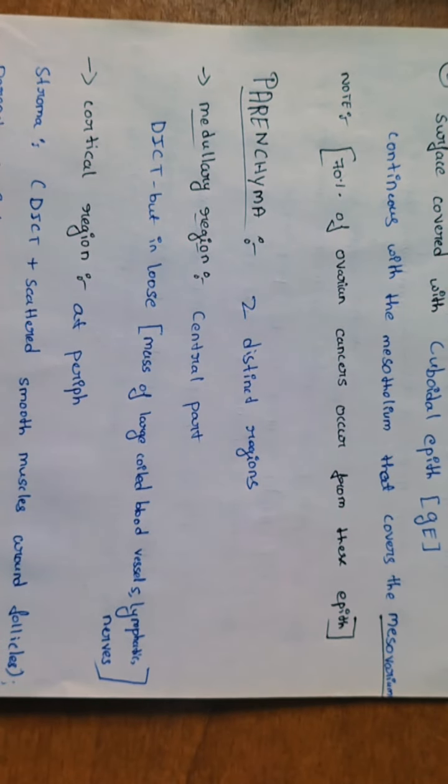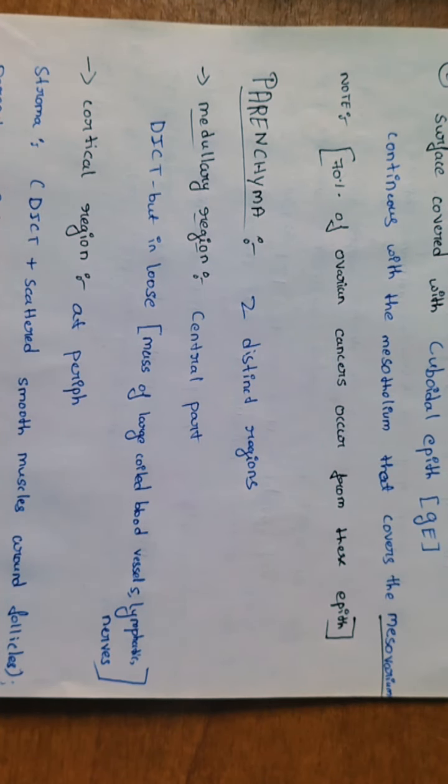One more important point about cancer of the ovaries. Mainly 70% of ovarian cancer is caused by the outer covering of the ovary, called cuboidal epithelium.